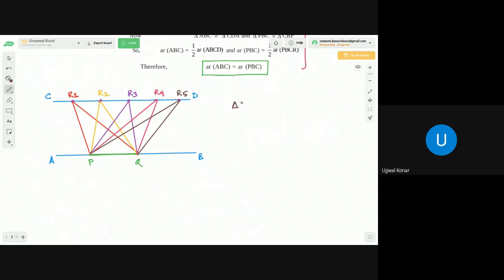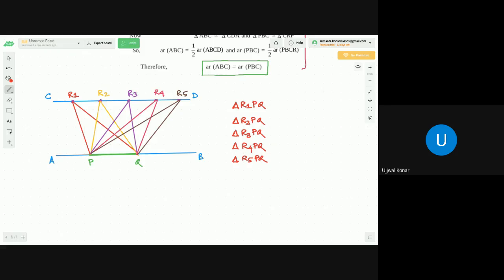So it is, let me use a different color. So the first triangle is R1PQ, second triangle is R2PQ, third triangle is R3PQ, fourth triangle is R4PQ, and the fifth one is R5PQ. Now, from the theorem we just proved, we can say that areas of all these triangles are what? Could you please complete the statement? Areas of all these triangles are equal.